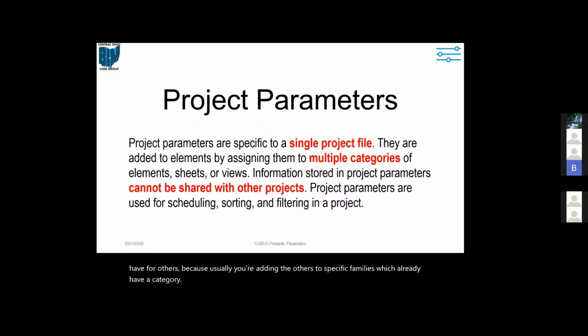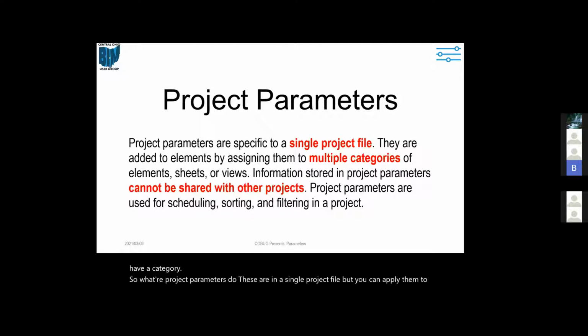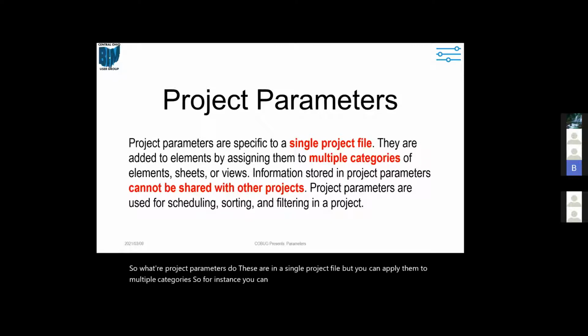So what do project parameters do? These are in a single project file, but you can apply them to multiple categories. So for instance, you can have a parameter for who supplies an item, such as owner or contractor. That can be a project parameter that you apply to your generic models, your specialty equipment, and your casework, for instance. Or you could pick all the categories if you wanted to, although I wouldn't suggest that. You want to pick and choose based on what your parameter is doing.